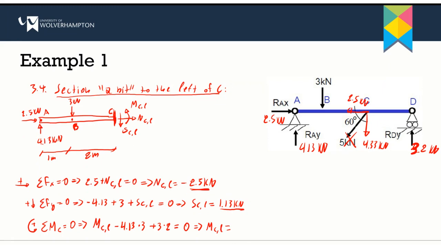This is 6.39 kilonewton meters. So that would be the moment over there. And what we will see now is that when we perform the section a bit to the right of C, what will change are the ones where I have forces. So the axial internal forces will change, the shear forces will change, but the moments will remain the same.